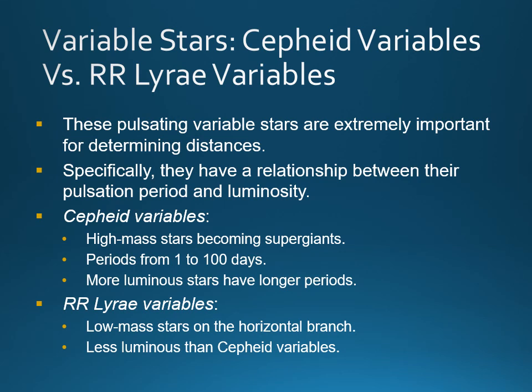RR Lyrae stars are low-mass stars on the horizontal branch. They have periods of hours. By analyzing light curves, astronomers can determine the period and hence the luminosity of the star. The distance is determined using the distance modulus. Because they are bright, Cepheids are particularly useful for finding distances to galaxies.